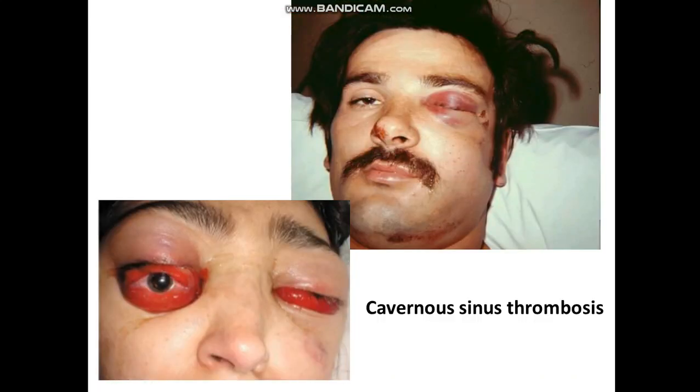Now, if the odontogenic infection is not treated, it will lead to complications. These complications include cavernous sinus thrombosis or cavernous sinus thrombophlebitis. It is a risky, fatal condition. Here, the infection spreads from the teeth or from dental infection to the cavernous sinus within the cranial cavity. A blood clot will be situated in the cavernous sinus, and this will lead to systemic and local manifestations.